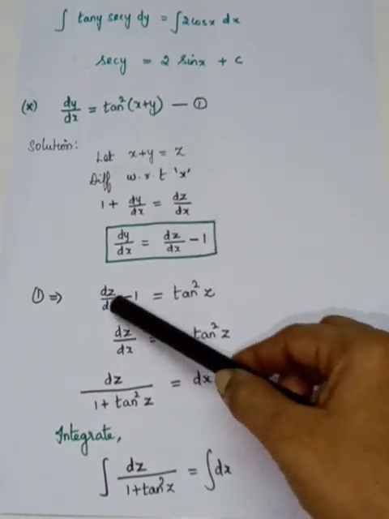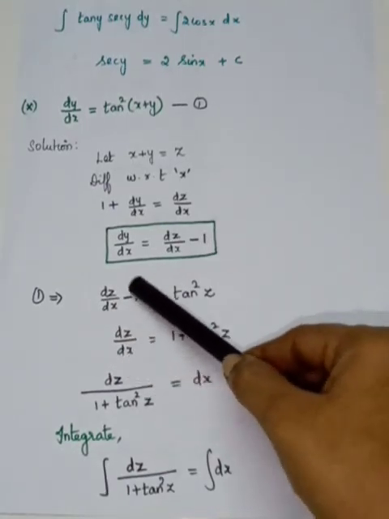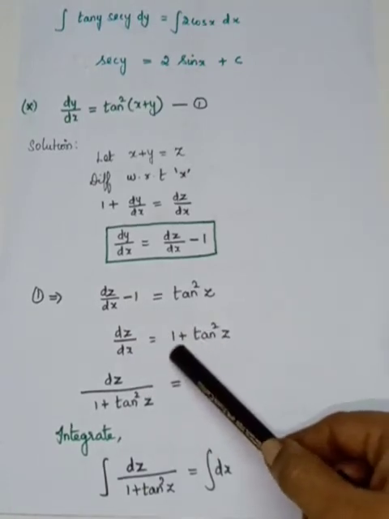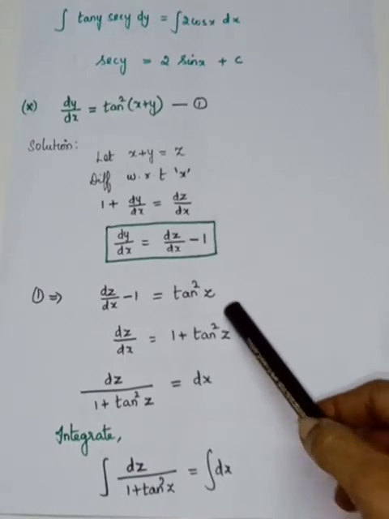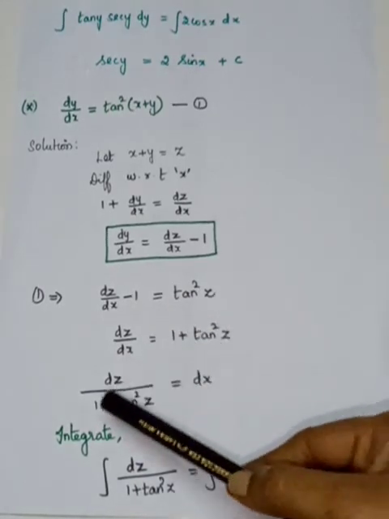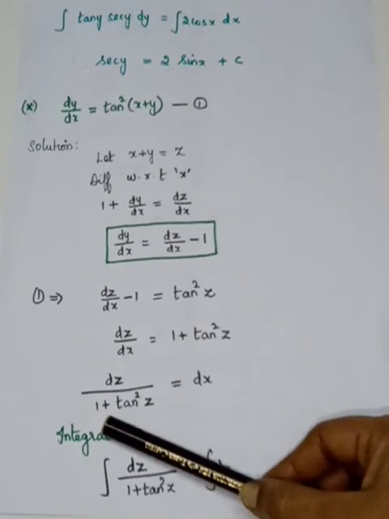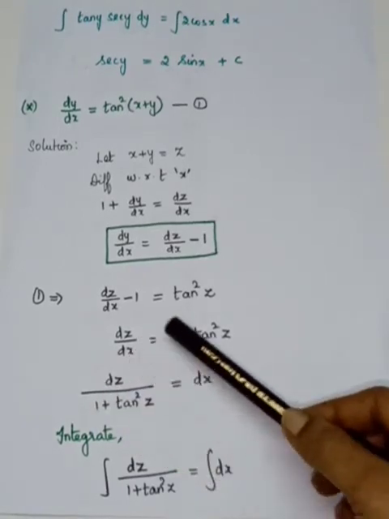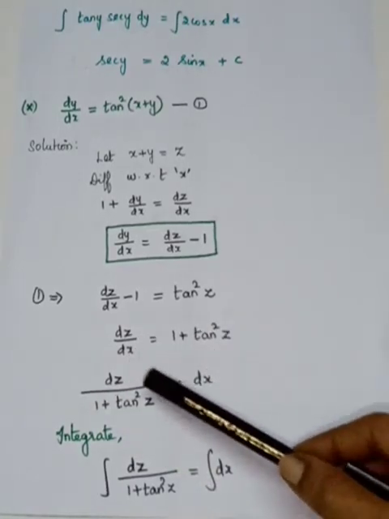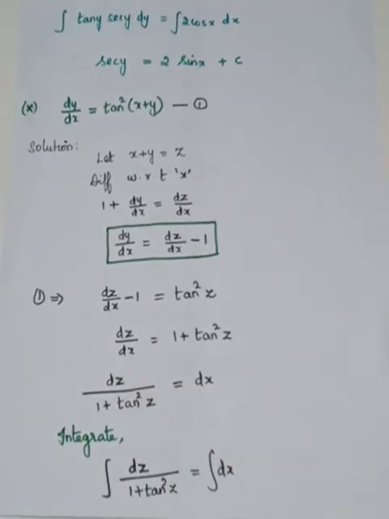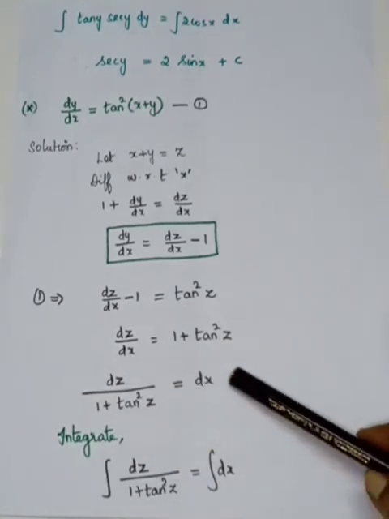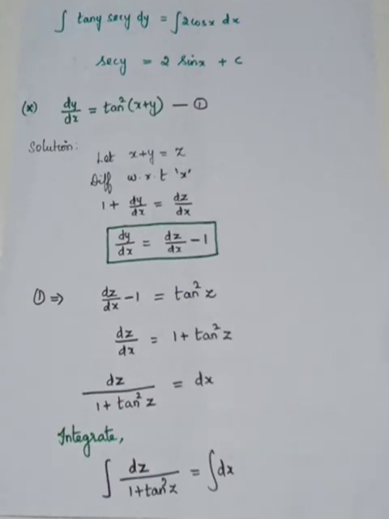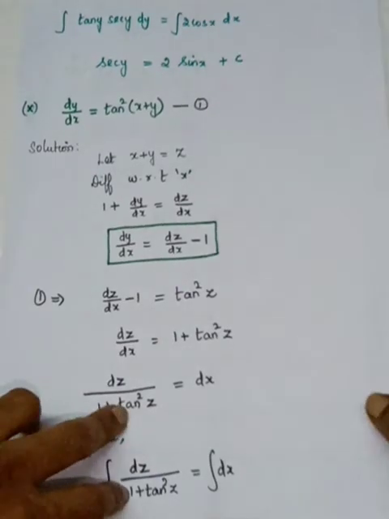So dz by dx is equal to minus 1, when you take it to the right side it is plus 1. So 1 plus tan squared z. This is the z term, you bring it to the left side in the denominator. The dx, when you bring it to the right side, will be in the numerator. dz and dx should be in the numerator alone. Here on the left side you have the z term, and on the right side you have the x term. So integrate on both sides.